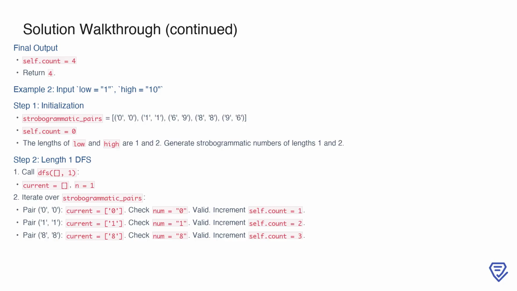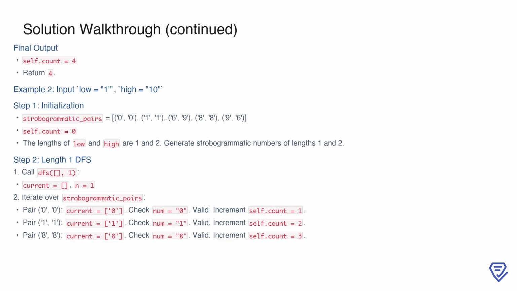To further illustrate the solution, let's consider another example where low equals 1 and high equals 10. Again, we initialize the strobogrammatic underscore pairs and set self.count to 0. For this input, the lengths of low and high are 1 and 2, so we generate strobogrammatic numbers for both lengths. Starting with length 1, we perform a DFS.